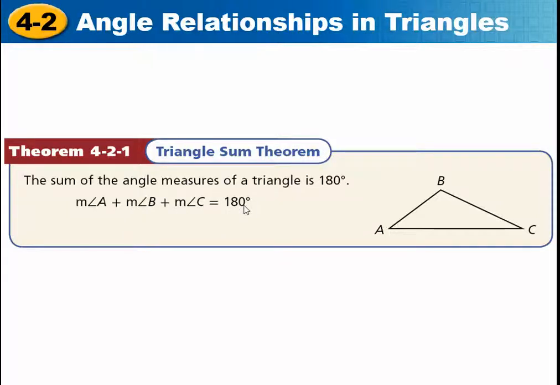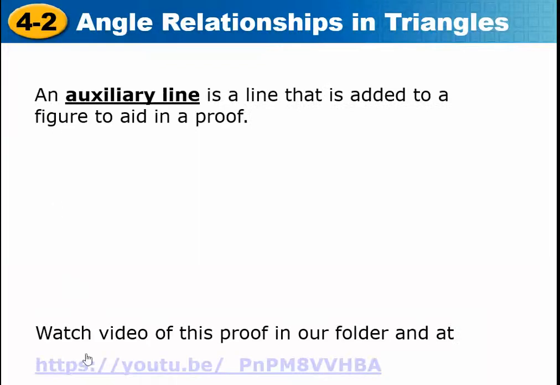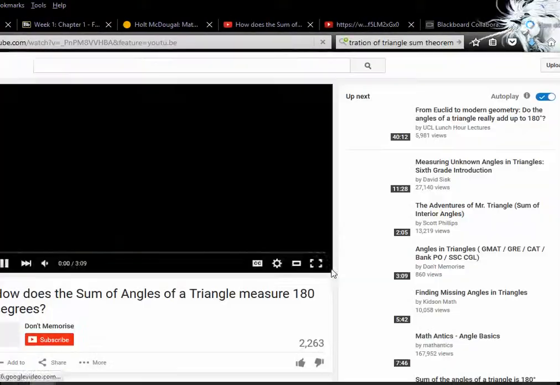There is a proof of this. It's a video proof showing how to prove this in the week 9 folder, and it's also right here, and it's important enough that I think we're going to watch it right now. It does use an auxiliary line, which is just a line that you add to a figure to aid in a proof. All right, so here is the video proof of this.